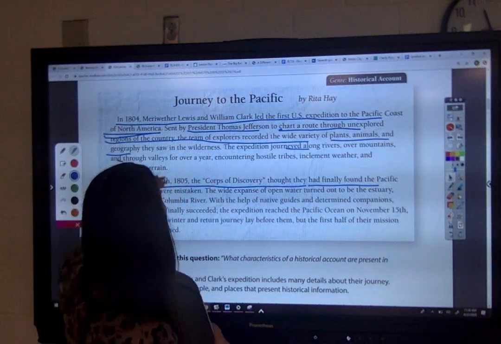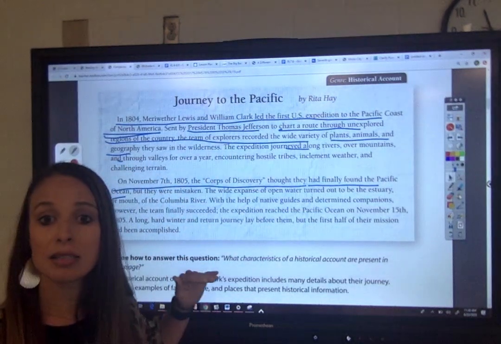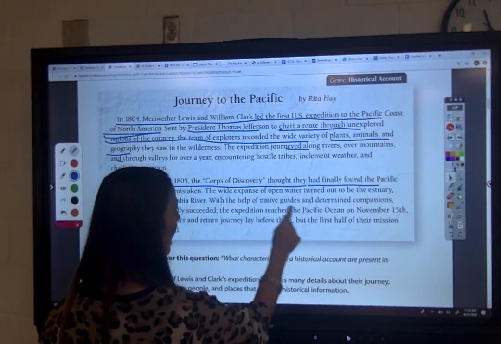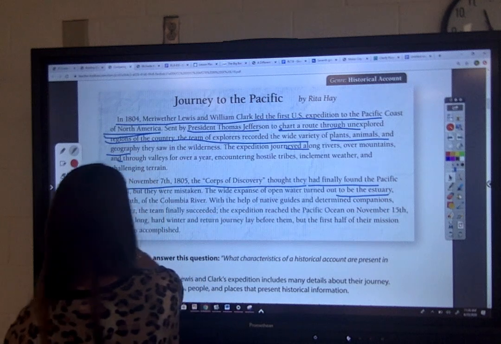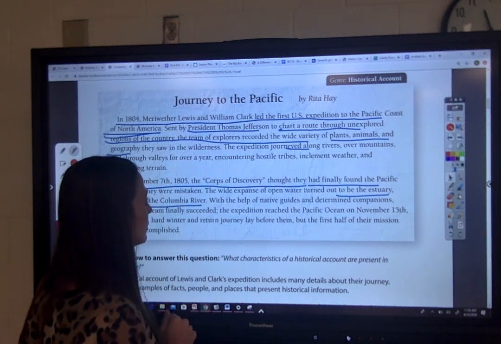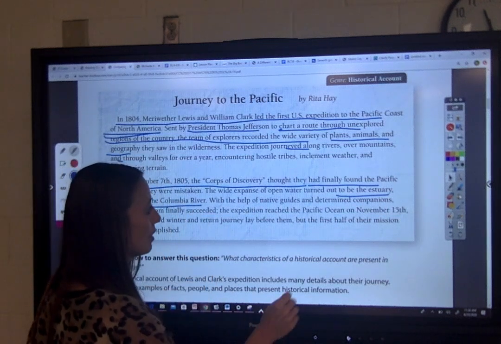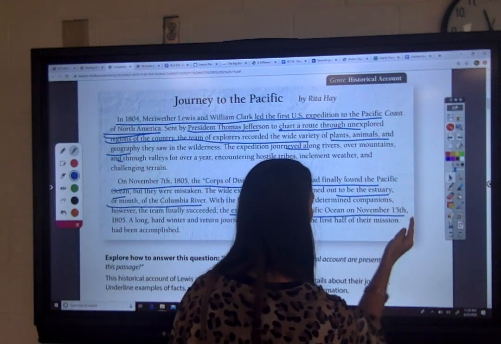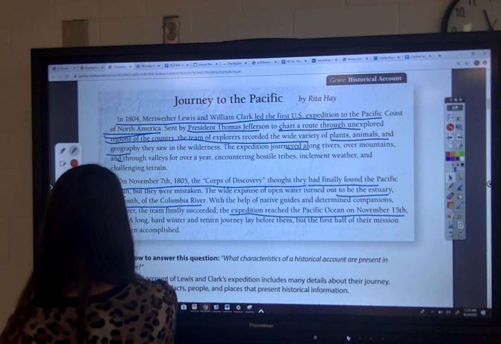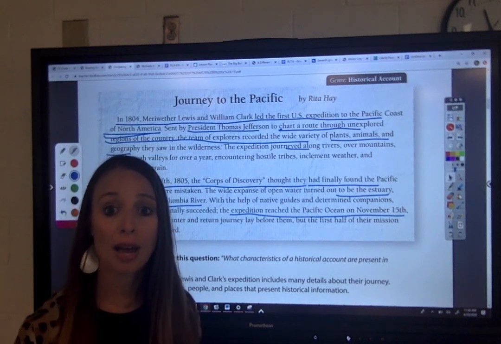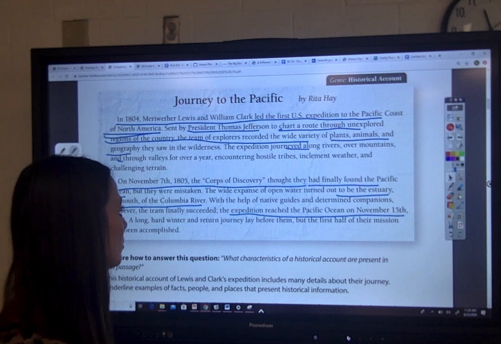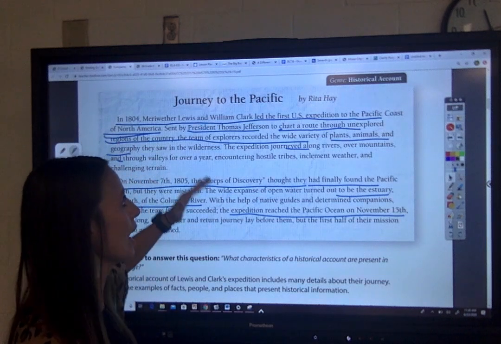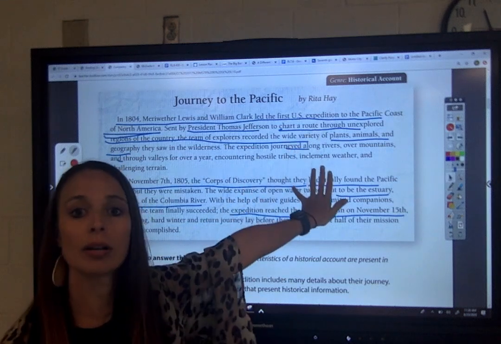And if you notice, these dates will help you because the dates are actually the dates in history. Another fact that we know is that it turned out to be the mouth of the Columbia River. So that's an actual fact. And then another fact, I see another date. The expedition reached the Pacific Ocean on November 15, 1805. That's an actual fact. That's when they actually reached the Pacific Ocean. So we can see we were able to pick out all the facts that make this an historical account.